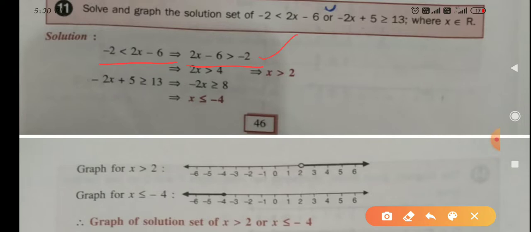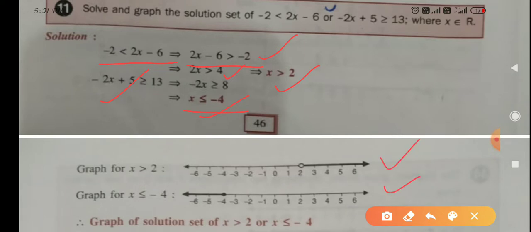Then 2x is greater than 4, so x is greater than 2. Now the second inequation, minus 2x plus 5 is greater than or equal to 13. After solving, it will give x is less than or equal to minus 4. Now separately, show both solution sets on different, separate number lines.